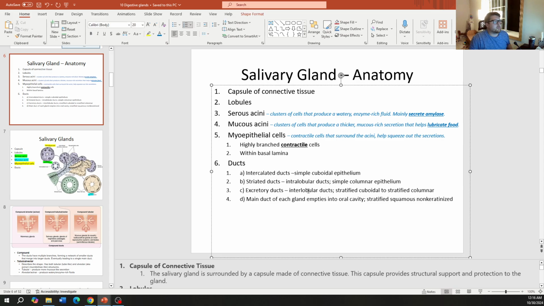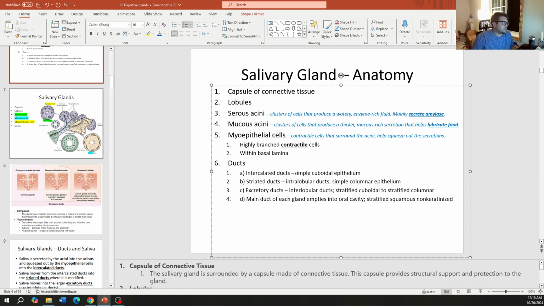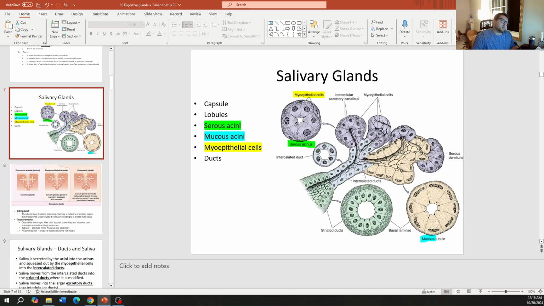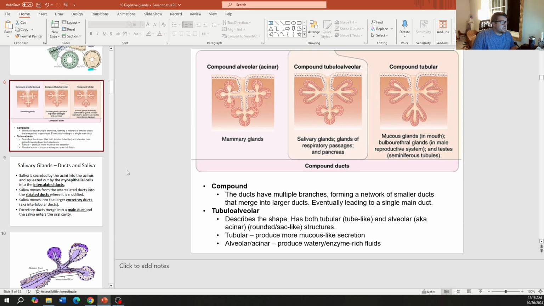And then we'll also talk about ducts. The ducts, in particular, are intercalated, striated, excretory, and the main duct. We'll see those again in a second and talk about those. So here is a picture of that salivary gland and some of these different cells. These are the serous acini, the mucus tubule made up of the mucus acini, and some of these ducts going through here. We'll talk about those in a minute. When we talk about ducts, we've seen pictures similar to this before.